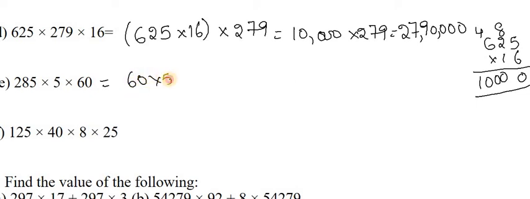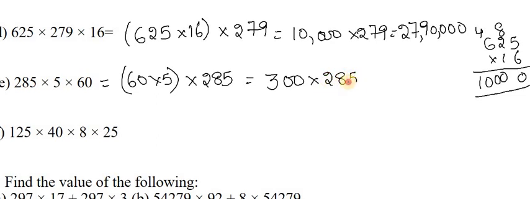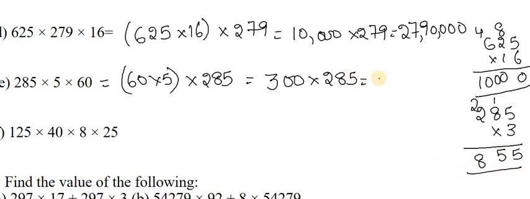Now here you multiply 60 by 5, and that answer with 285. So 60 5s are 300 multiplied by 285. Instead of multiplying with 300, you can just multiply with 3. 3 5s are 15, 3 8s are 24 plus carry 1 is 25, 3 2s are 6 plus carry 2 is 8. The answer is 85500. Just add 2 zeros at the end, and that is going to show your answer. And this will be very easy.